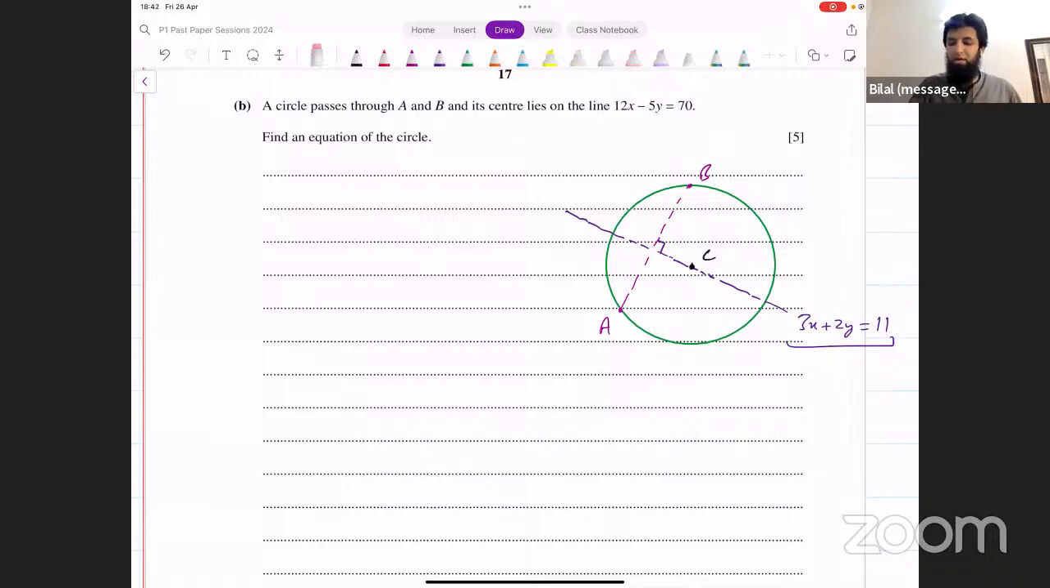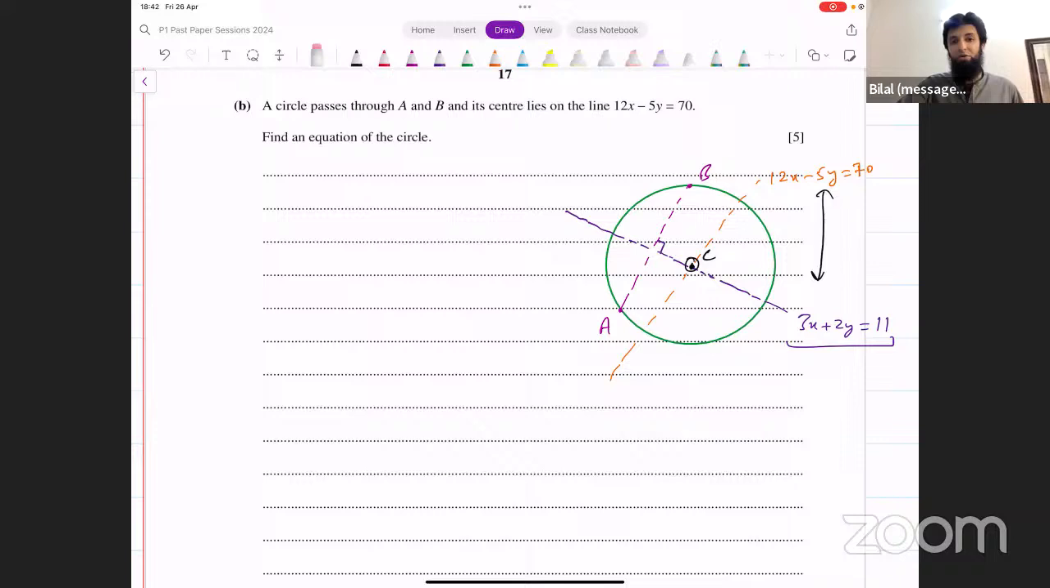All right, the other line has a gradient of 12/5. That might look like this. The other line, maybe something like this. 12x minus 5y equals 70. To find the coordinates of the center, you would solve these two equations simultaneously. This, they have told, passes through the center.